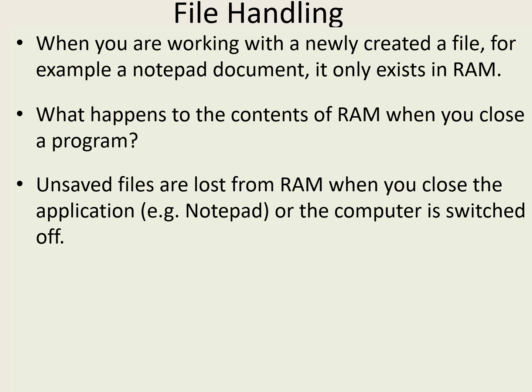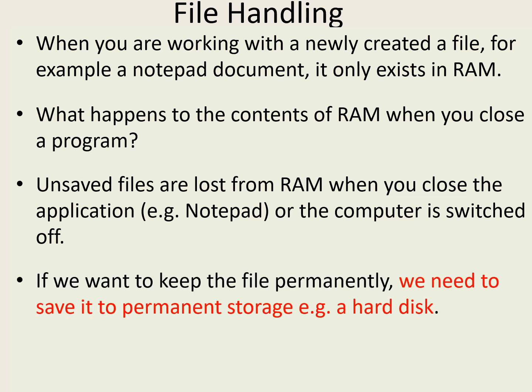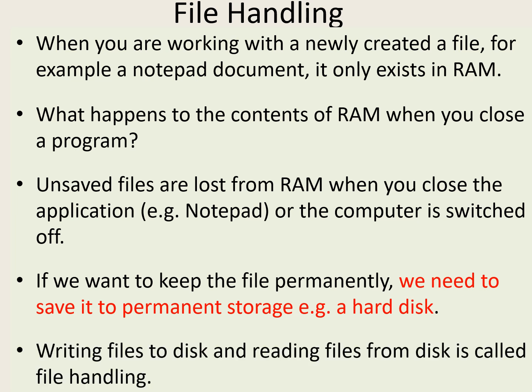So for example, in this case, Notepad. Or if the computer is switched off as well. As you will also know, RAM is volatile memory, which needs power to retain data. So if you switch the power off, then again, you lose all of the data. So if we want to keep the file permanently, we need to save it to permanent storage, for example, a hard disk drive or a solid state drive.